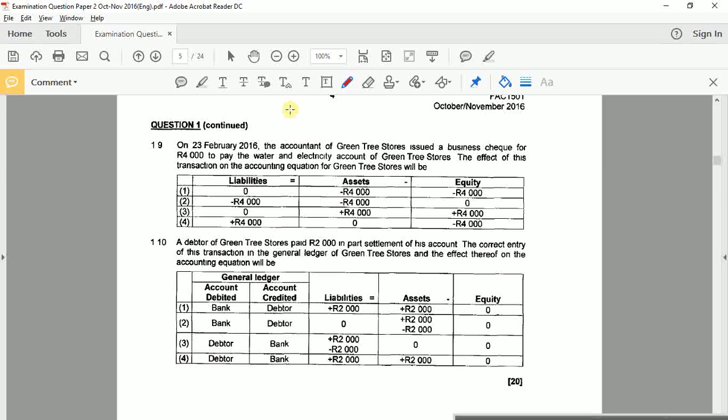Okay. What's going to happen to my bank? My bank is going to decrease. Bank is what kind of account? It's an asset. Good. So bank. Okay, so it's one. Asset decrease. Yes. Debit or credit? Credit. Yes. Okay. What are we going to record? Water and electricity. What is it? It's an expense. Yes. Expense increase.